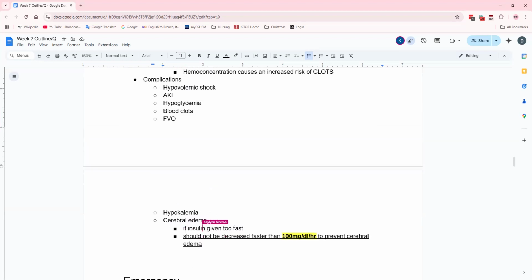So you should not be decreasing any faster than 100 milligrams per, I don't know if that's deciliter or what that is, dL per hour. Diego's more likely to figure that one out. To prevent that cerebral edema, just make sure it's not going faster than 100 down. Pretty straight up for that one.